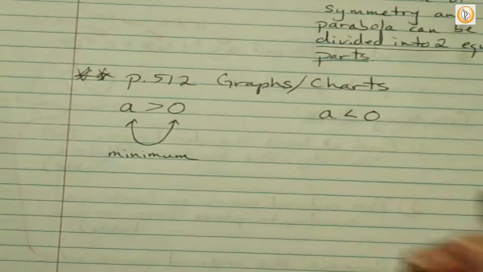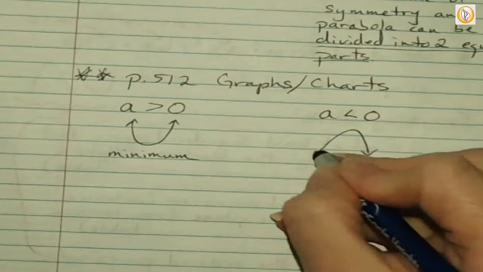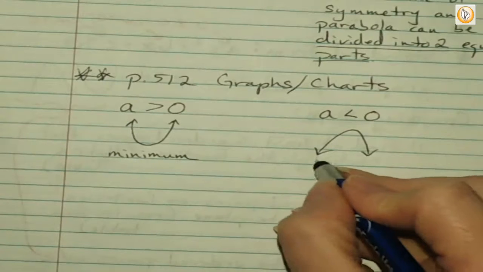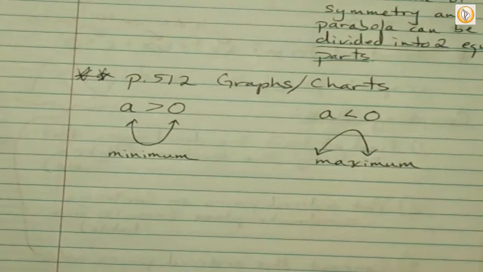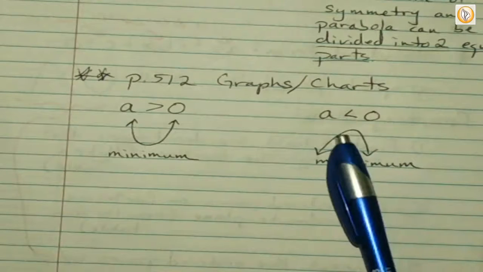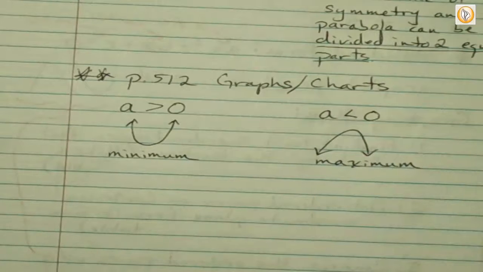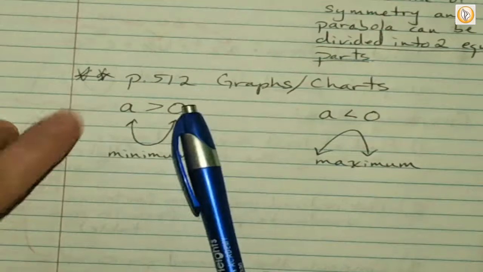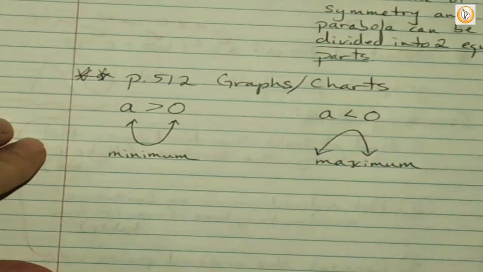If a is less than 0, your parabola is going to be going down like that. But it's a maximum, sad face, because your vertex is at the top. That's where people get confused. They think maximum because it's going up, when really they're referring to the vertex.